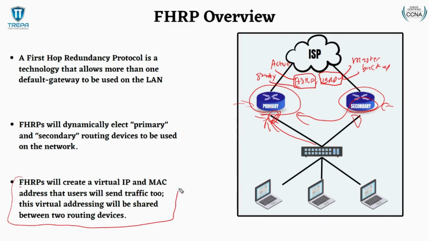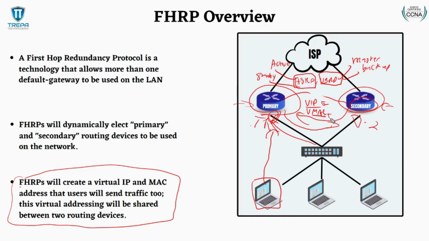How do we accomplish this, though? How do our users know that they're supposed to be sending here, and dynamically rerouting here, where now the secondary takes over? Is it just going to automatically know to switch from maybe this .1 to this .2 address? No. What we do here is create a virtual IP address and a virtual MAC address that these 2 routers are going to share and know about, and that these users are going to use to send traffic to the destination.